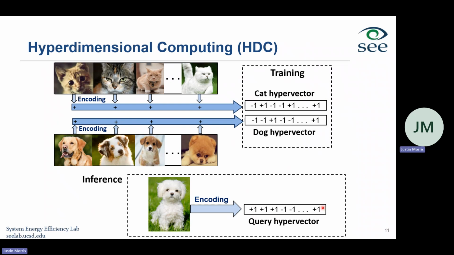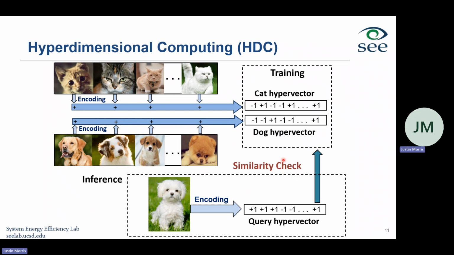And we get this query hypervector that is a pattern representing this image of this dog. And now we want to see how we can classify this image. We're going to do this similarity check between the query and the class hypervectors. And we're binary, so our similarity check is just count the number of mismatches. Whichever class hypervector has the least number of mismatches is the one that we're saying is the output.